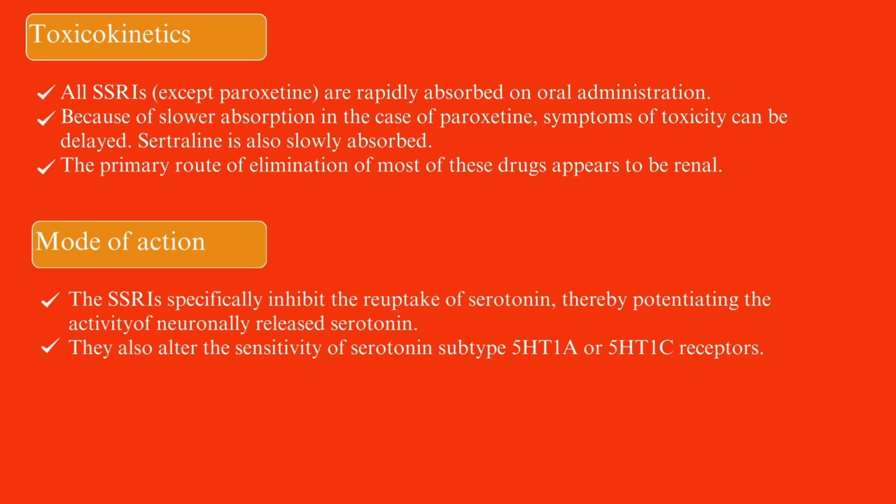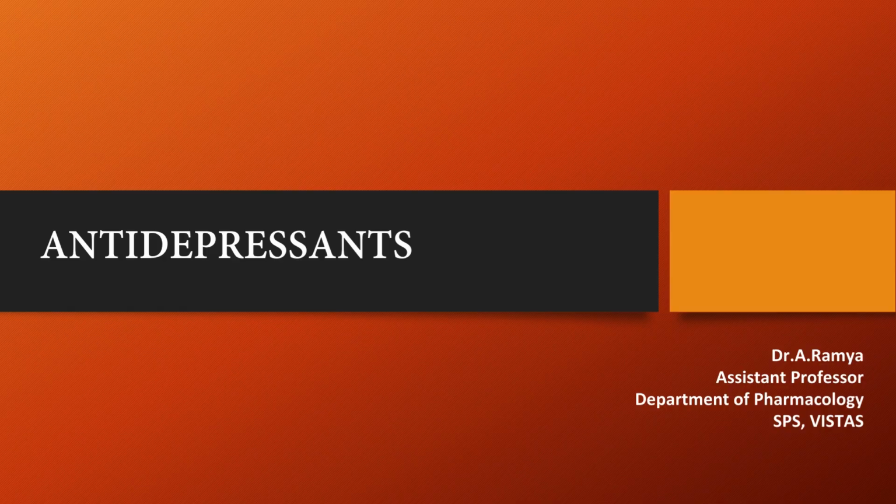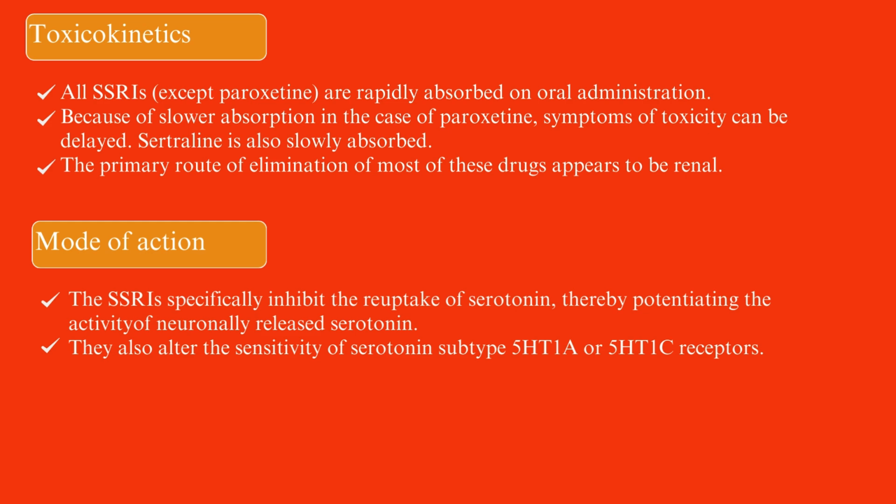Under mode of action, the selective serotonin reuptake inhibitors function by inhibiting the reuptake or reabsorption of serotonin into the serotonergic neuron and thus balancing the levels of serotonin in the body. In addition, they also alter the sensitivity of serotonin subtypes 5-HT1A and 5-HT1C receptors.